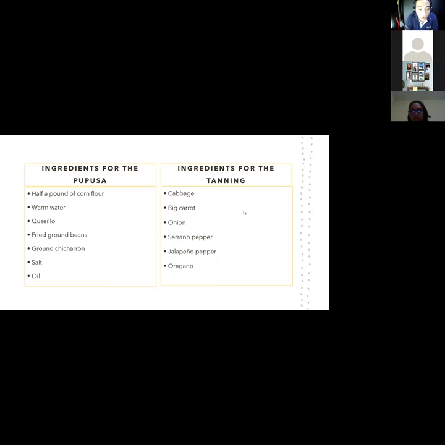Fried. Es fried, ¿verdad? Yeah, perfect. Fried ground beans. Beans. Ground. How do you say it? Chicharrón. It's okay. Ground chicharrón, salt and oil. Okay.